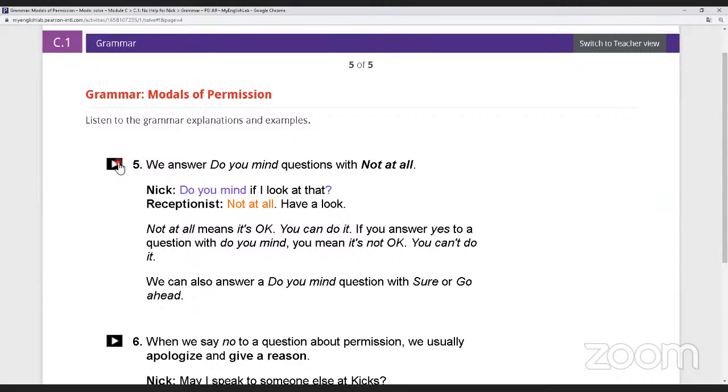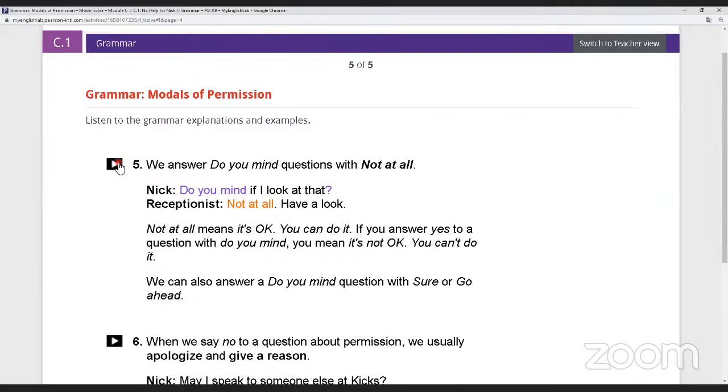Do you mind if I sit here? No, I'm sorry, this seat is taken. Or I'm sorry, I'm waiting for someone. Okay. So a common mistake when we answer this question is that we say yes. If you say yes, it means yes, you have a problem with it.